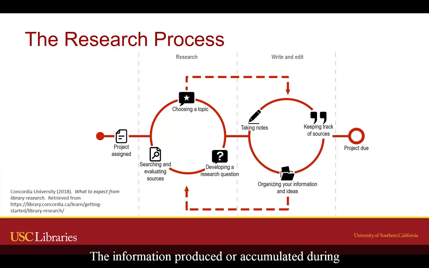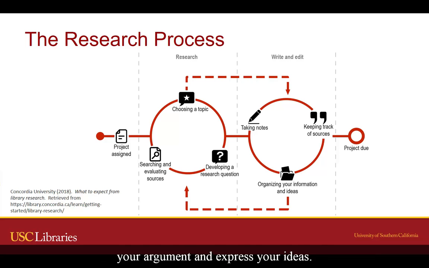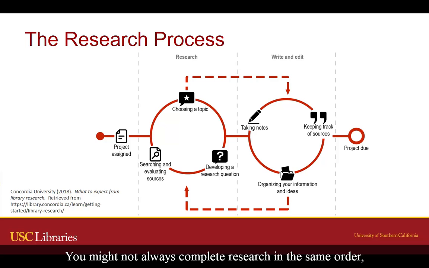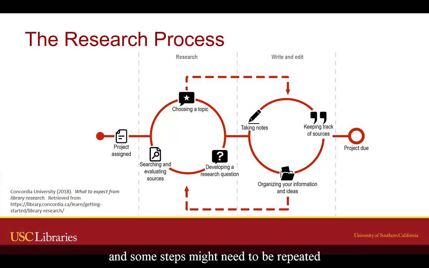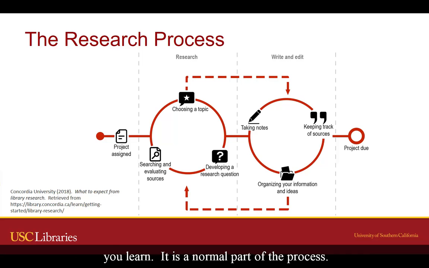The information produced or accumulated during the research process will be the foundation on which you build your argument and express your ideas. Because research can be multifaceted, it isn't always a straightforward process and can often look like the image on the screen. You might not always complete your research in the same order, and some steps might need to be repeated as you learn new information. You may even change directions or your original research question based on new information you learn. It is a normal part of the process.